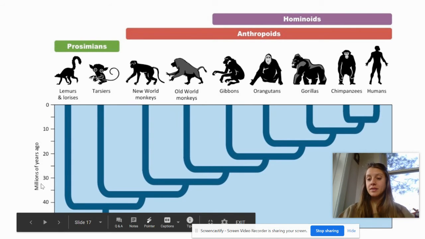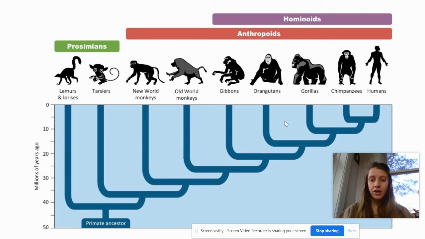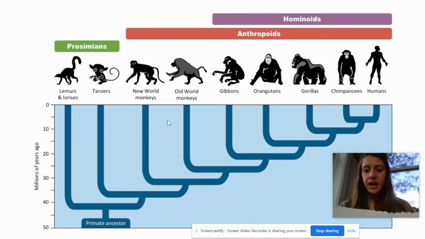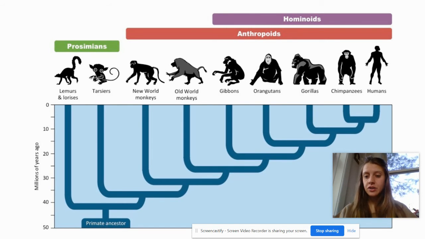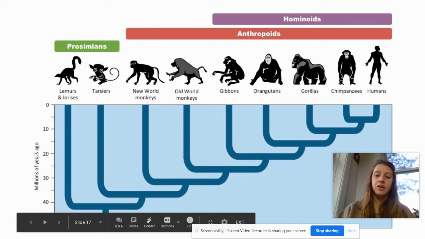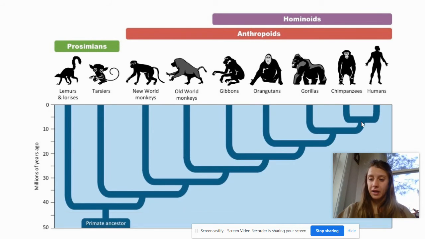MYA stands for millions of years ago. So chimpanzees and humans, you're going to follow this line over. It really helps me if I hold a piece of paper up to my screen to follow that line clearly. And you're going to tell me how many millions of years ago chimpanzees and humans shared a common ancestor. If we follow this line over, it's between 5 and 10 million years ago, so probably something like 7.5 million years ago, chimpanzees and humans shared a common ancestor.